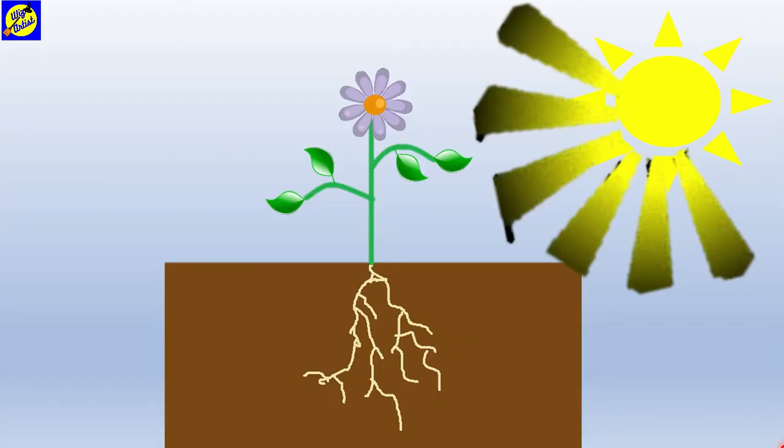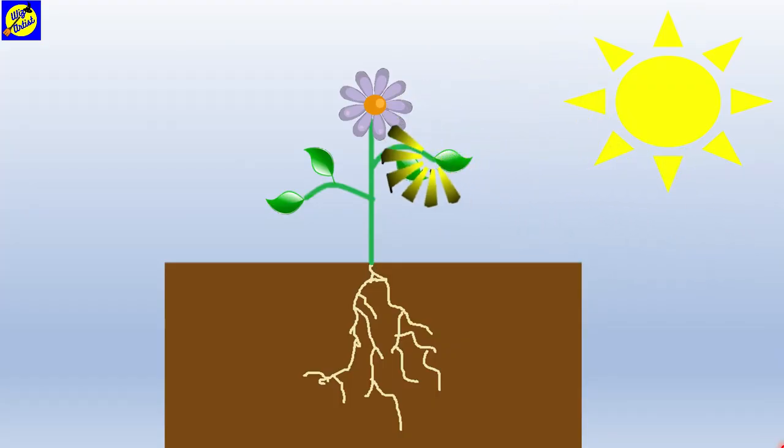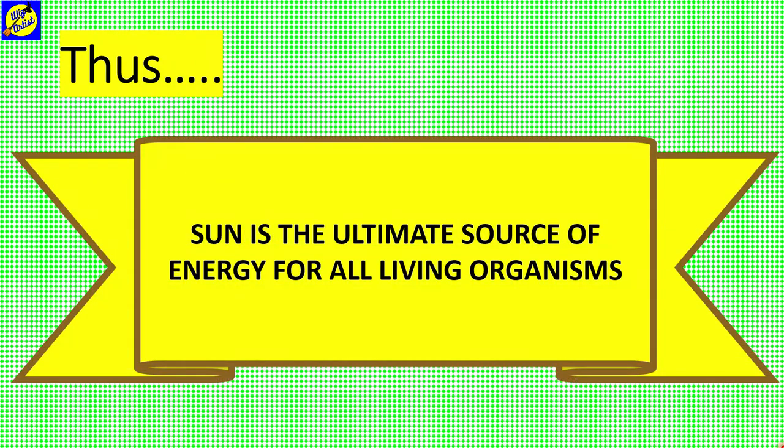Now, sunlight is absorbed by the leaves in the form of energy. Thus, we can say that the sun is the ultimate source of energy for all living organisms, because sunlight is absorbed by the leaves as energy, and that energy is used by the plant, and all other organisms are dependent on plants for food.